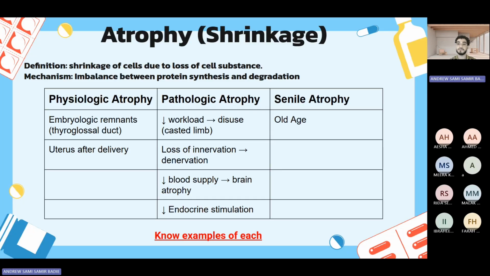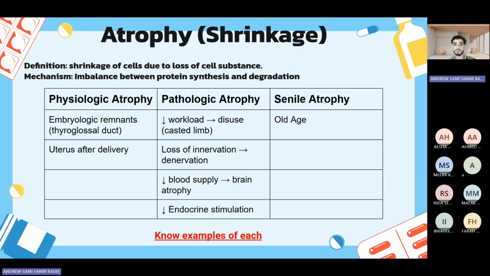We have embryologic remnants, meaning during embryological or fetal maturation, certain structures might disappear or go away. We don't really need them anymore other than in the embryo. Sometimes they are present, but in this case they usually physiologically go, and this is called physiologic atrophy. For example, the thyroglossal duct, which is a remnant of your thyroid gland. Another example is the uterus after delivery. As you know, during pregnancy the uterus gets bigger, and after delivery it gets smaller.